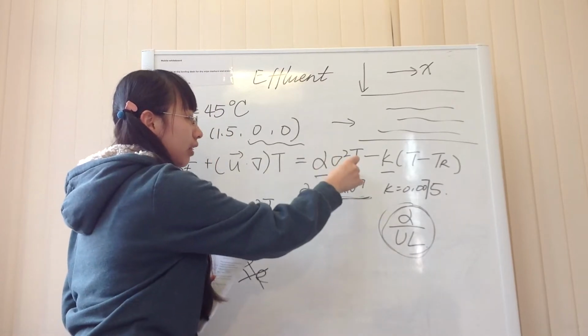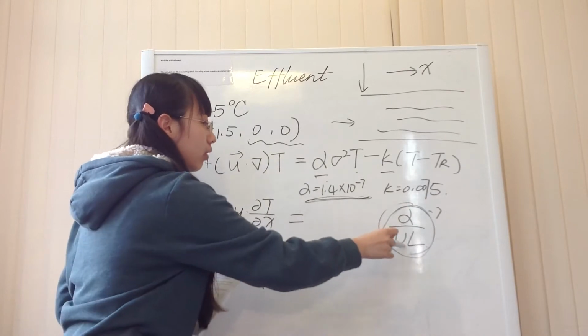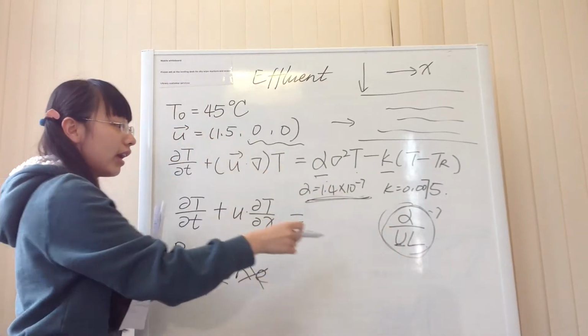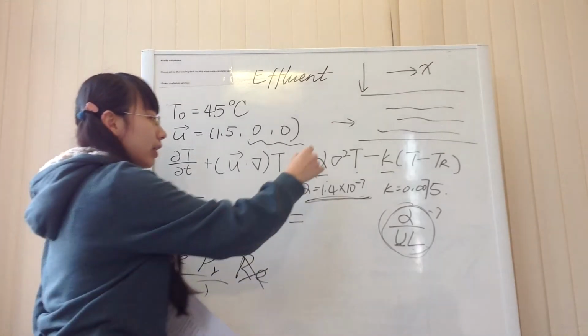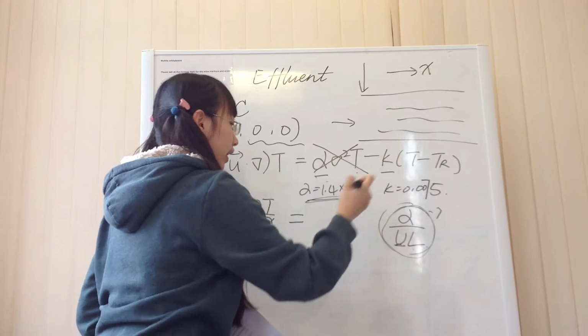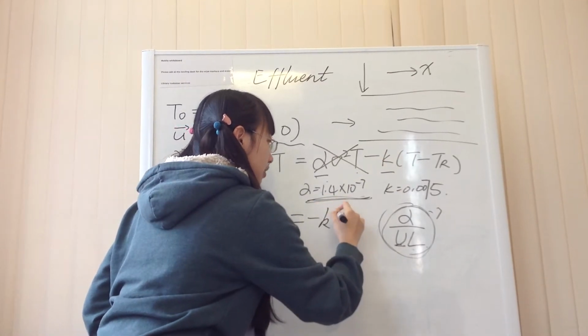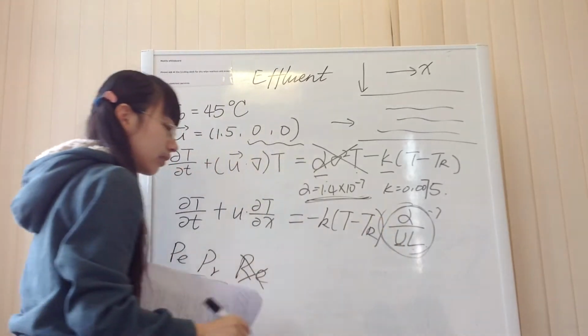Here you have alpha of 10 to the power -7, U is about 1, and L could be very large because it's a river or something. So you just cancel this term, and what is left here is minus k times T minus T river.